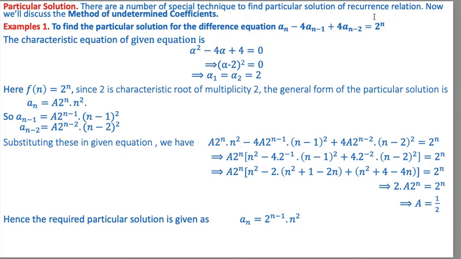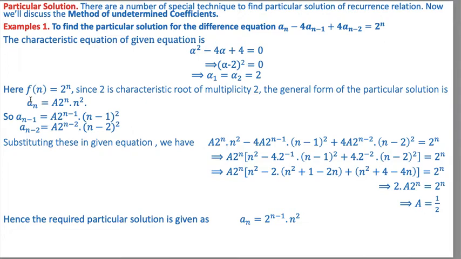Here on the right hand side we have a term of the form 2^n. Since 2 is a characteristic root of multiplicity 2, the general form of the particular solution will be a_n equal to a·2^n·n^2. Here this term n^2 is due to the multiplicity 2 of the root 2. So this is our trial solution. If we replace n by n minus 1, a_(n-1) equals a·2^(n-1)·(n-1)^2. If we replace n by n minus 2, a_(n-2) is equal to a·2^(n-2)·(n-2)^2.